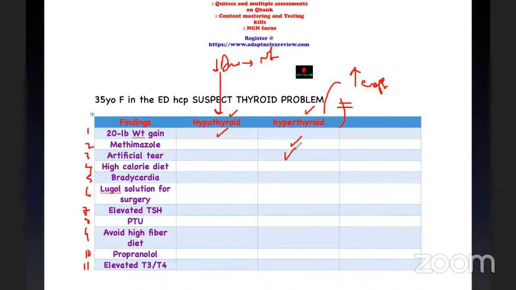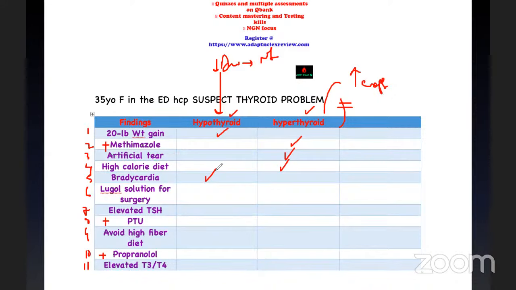So who is going to be bradycardic, right? Bradycardia will be hypothyroid. Who are we going to give Lugol's solution? Based on the concept I told you, it's going to block thyroid hormones and prevent thyroid storm. It's going to be hyperthyroid.